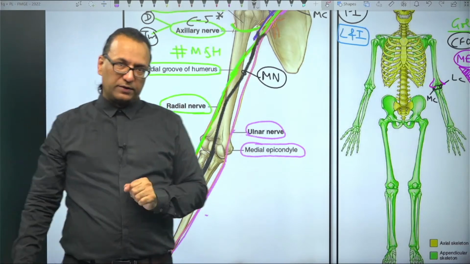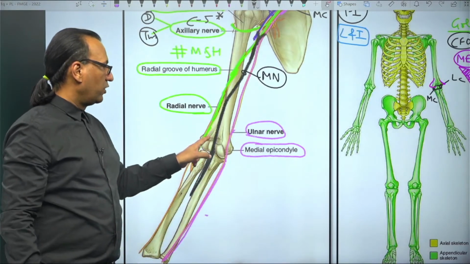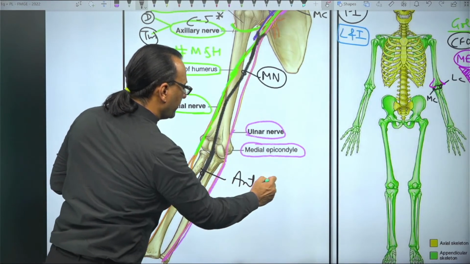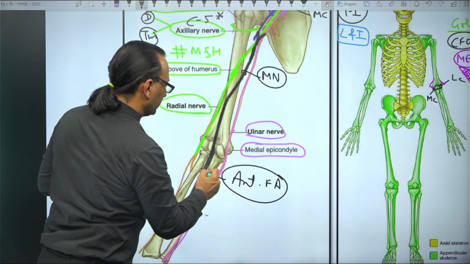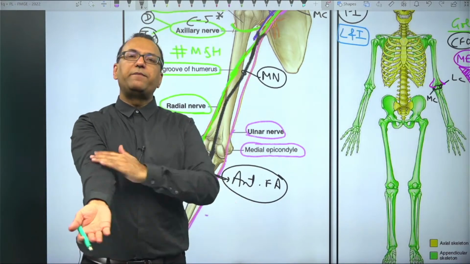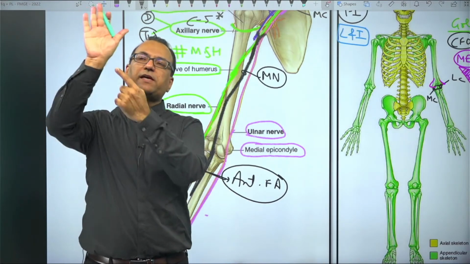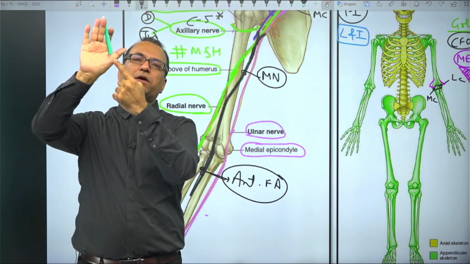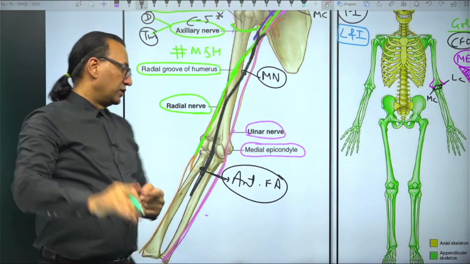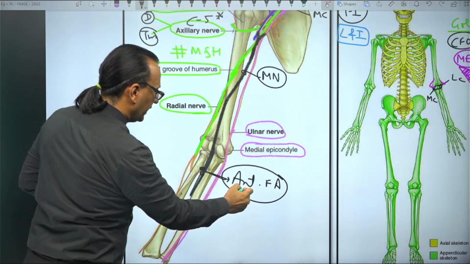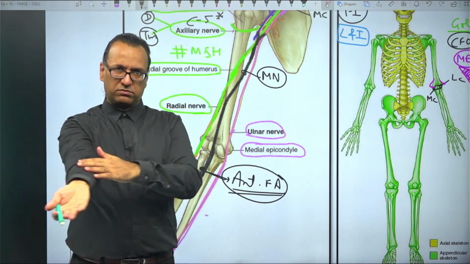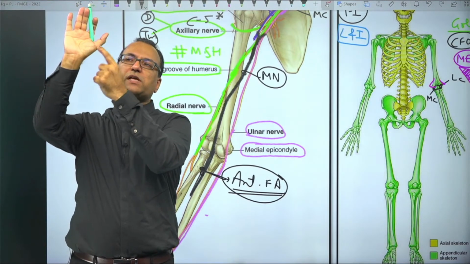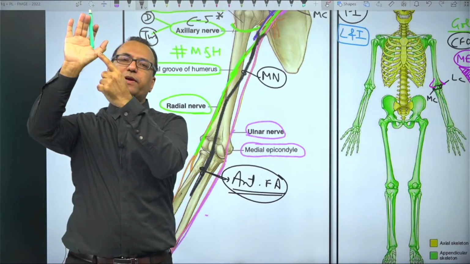What is the median nerve doing? The median nerve supplies most of the muscles in the anterior forearm. It is the nerve of the anterior forearm. Plus, it supplies some hand muscles also, especially the thumb muscles, namely abductor pollicis brevis. So the median nerve is the nerve of the anterior forearm flexor muscles and some muscles of the thumb, for example abductor pollicis brevis.